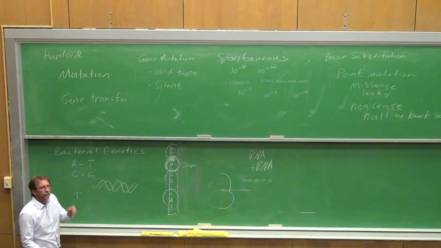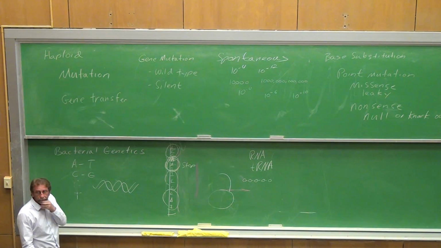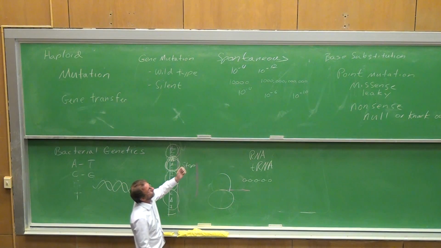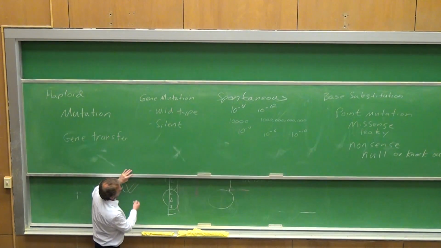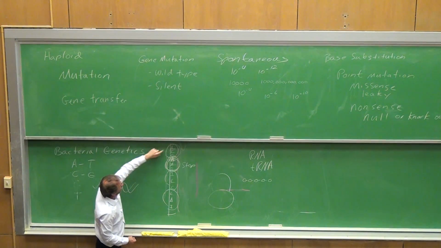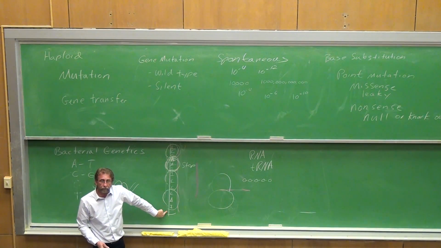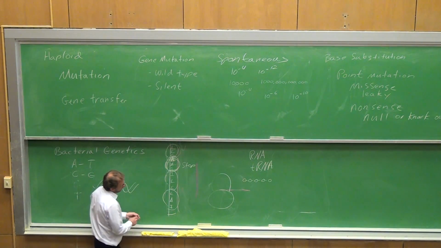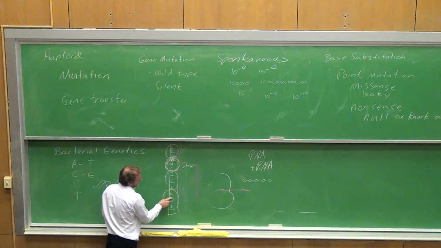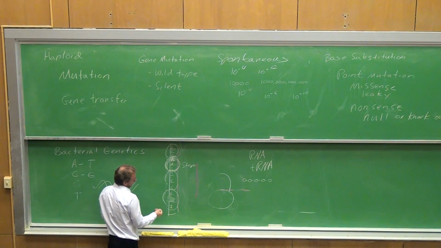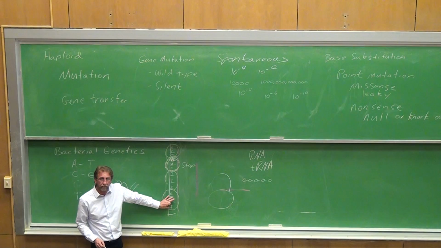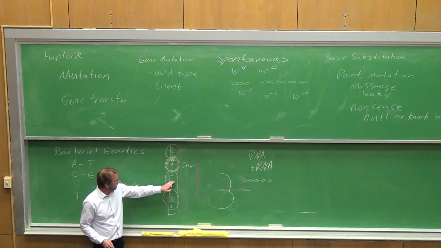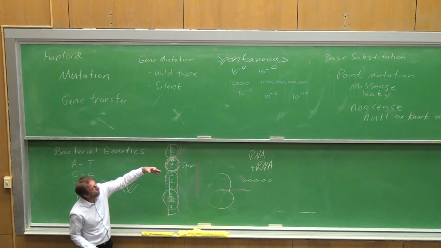Any questions? Can you go over the base substitution again? Okay, so base substitution is just replacing one of the nucleotides in your sequence with a different nucleotide. So in this case here, we have an A here, but if I, in copying this nucleotide, accidentally put a T there, that is a base substitution. Okay? And it only happens at one point, so we call it a point mutation.